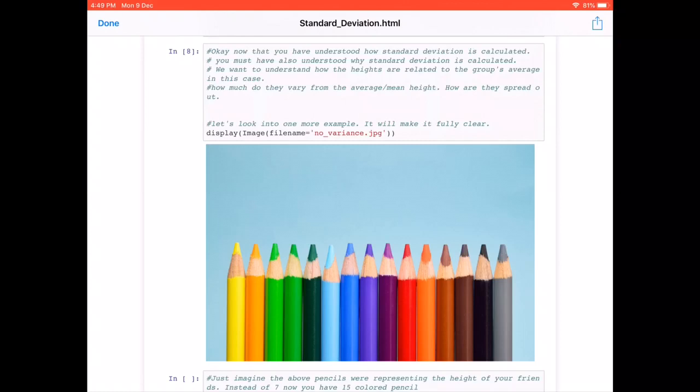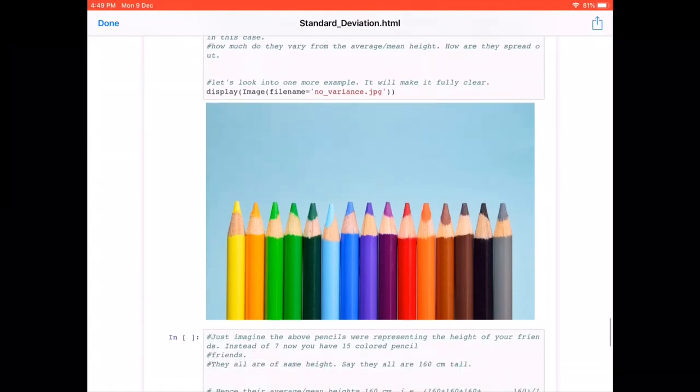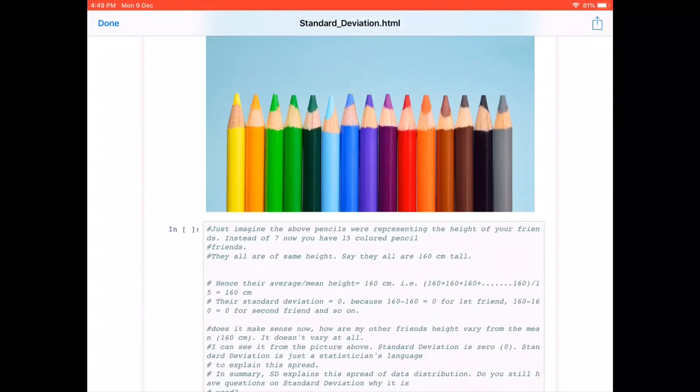In this pencils picture, let's imagine you have 15 friends and I've just represented them using colorful pencils, okay? And if you see, all of them are of the same height. Let's assume they are all 160 centimeters tall. In this case, the average height will be 160 centimeters, right? Because 160 plus 160 plus 160, all the way, summing them 15 times and dividing by 15, I will still get back the same 160 centimeters.